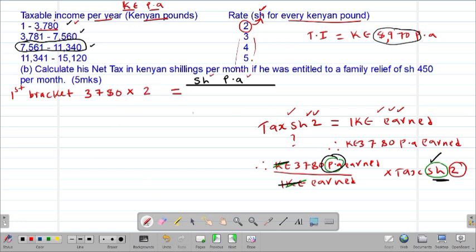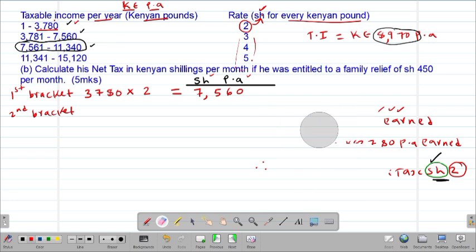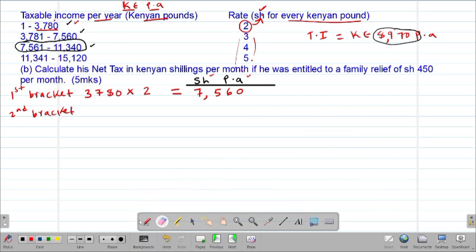So you take that 37.80 multiplied by 2, and your calculator will give you a total of 75.60, that is 7,560 shillings per annum. We move to the second bracket, or the second slab. To get the value that you're going to use in the second bracket, this is what you're going to do. You simply find the difference between these two amounts.